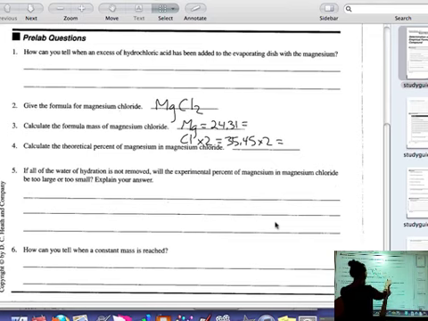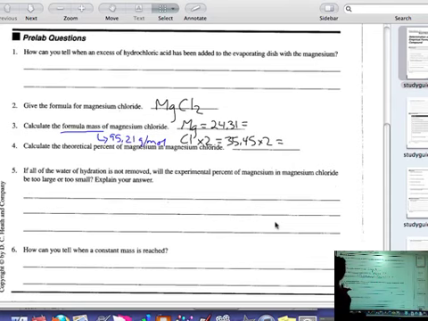Okay, so if we add these two together, I'll get out my calculator so we get a nice exact number. 35.45 plus 24.31. So the formula mass, let's use blue, formula mass of magnesium chloride is 95.21 grams per mole. So what that's saying is that for 1 mole, 6.022 times 10 to the 23rd molecules of magnesium chloride, 1 mole of that weighs 95.21 grams.